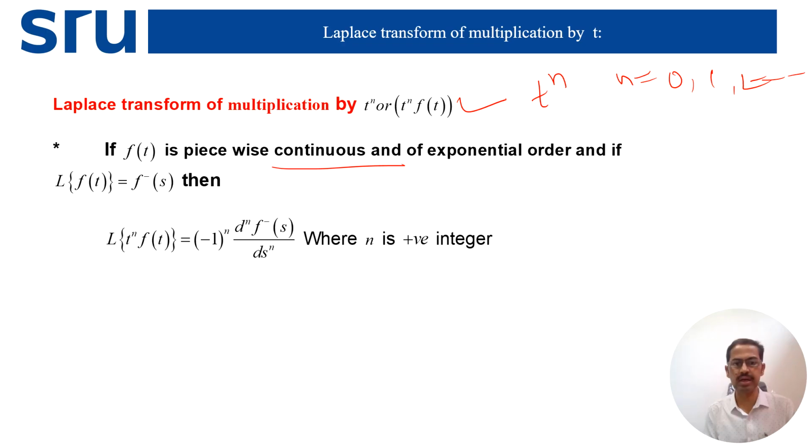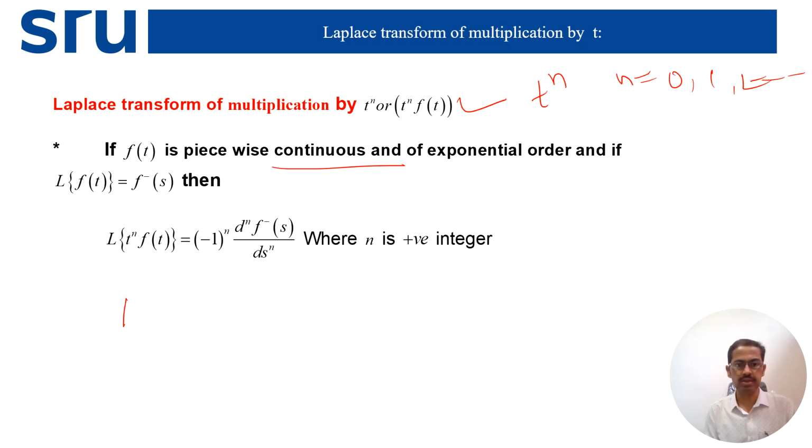One is piecewise or sectionally continuous, and number two is exponential order function. Here f of t is piecewise continuous and exponential order function. Then the Laplace transform of f of t is f bar of s.